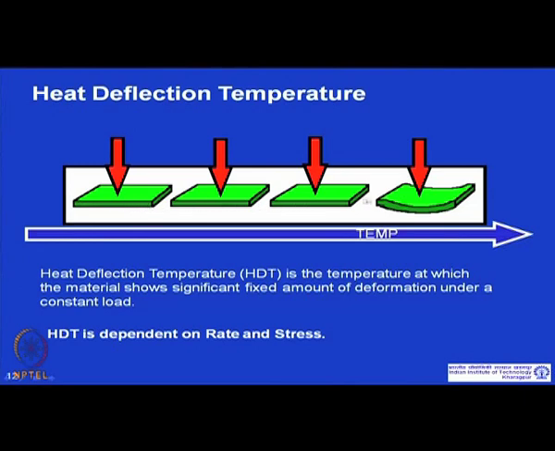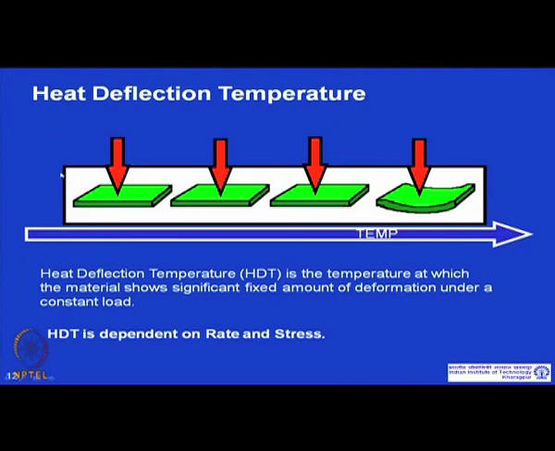At some temperature this deformation happens, and that particular temperature is known as the heat deflection temperature. Like other temperatures, it will depend upon how fast you are heating up this material, how fast you are changing the temperature, and obviously the amount of load present. The higher the load, the lower the heat deflection temperature will be.